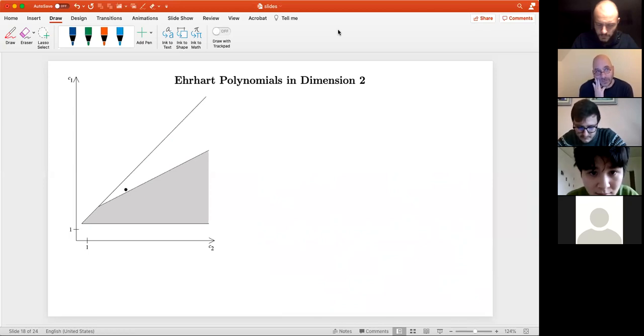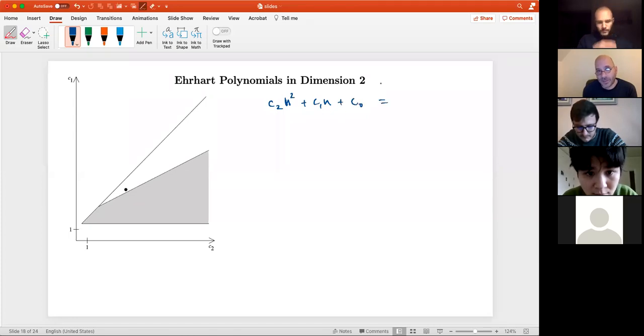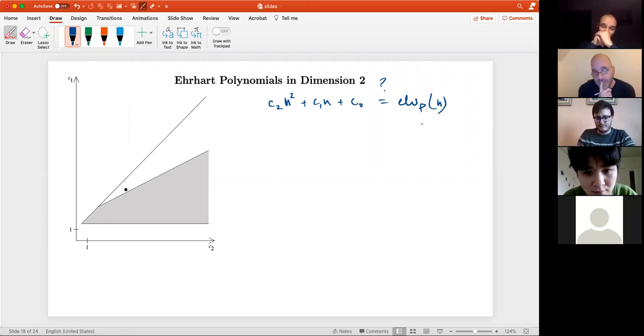So you can now ask very general questions. Which polynomials are Ehrhart polynomials? For example, and this is what this picture tells you, you have some degree 2 polynomial, and you can ask, can you find me a lattice polygon that has your polynomial as its Ehrhart polynomial?